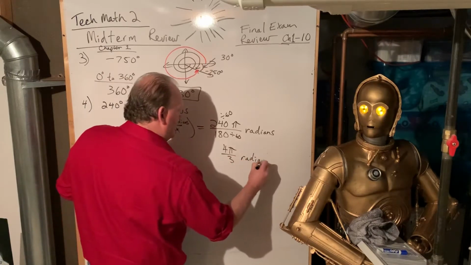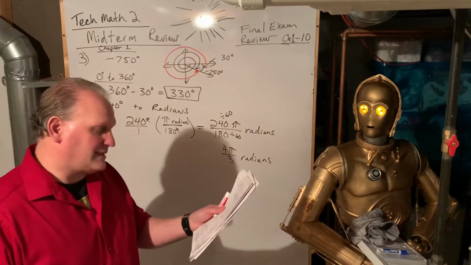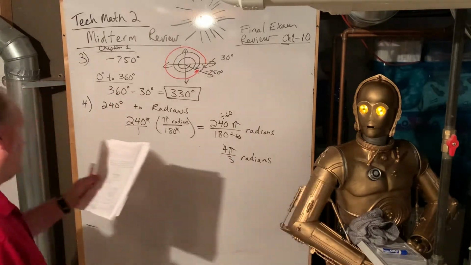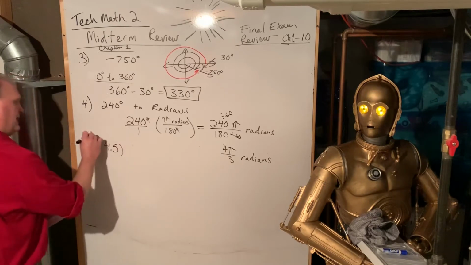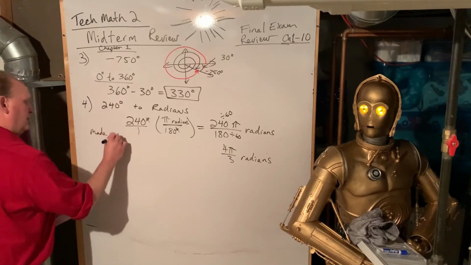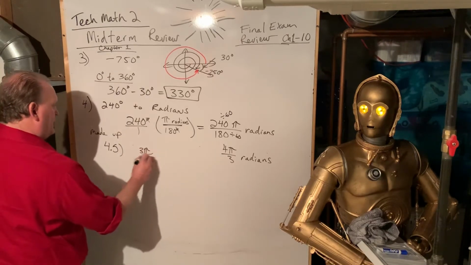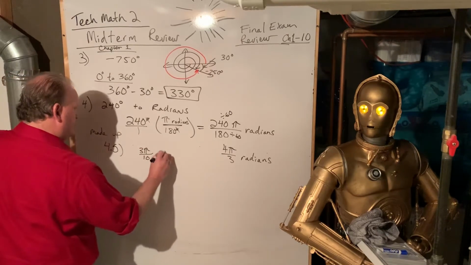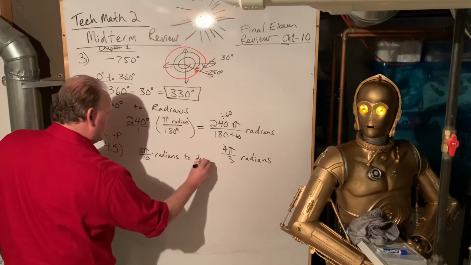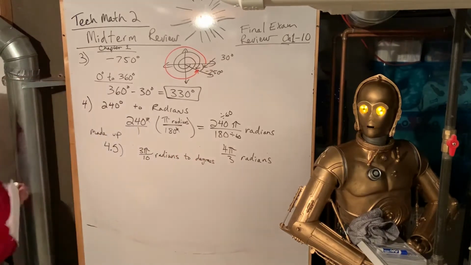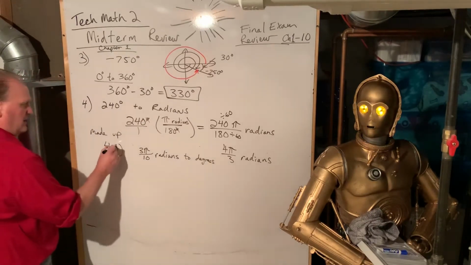radians. And then I made one up for you guys because on the actual test, it's the other way around. So here's a made up one, 4.5. Change 3 pi over 10 radians into degrees. All right. And so this isn't on your review, I just made that one up. So we're off script there.